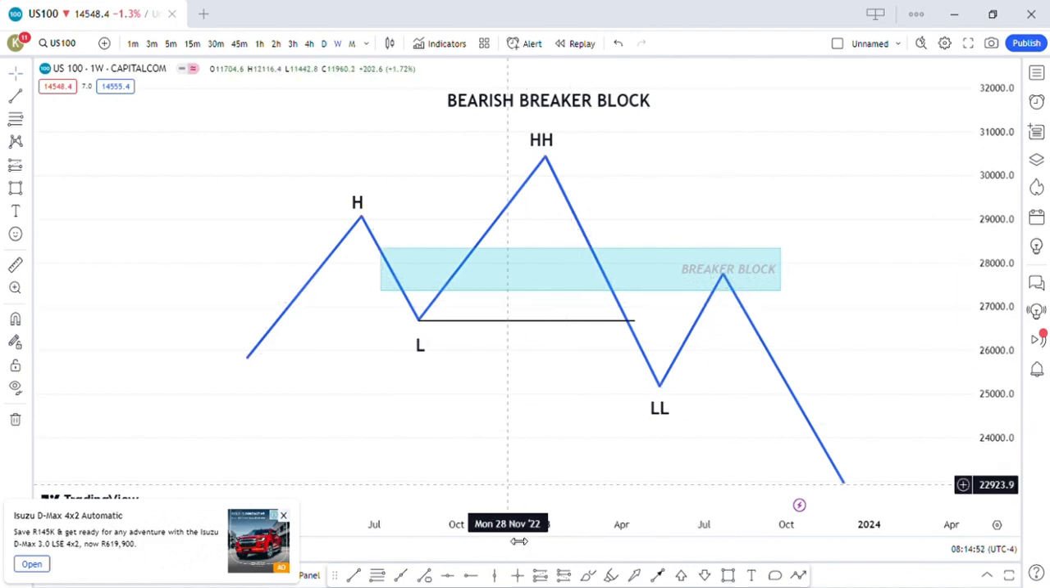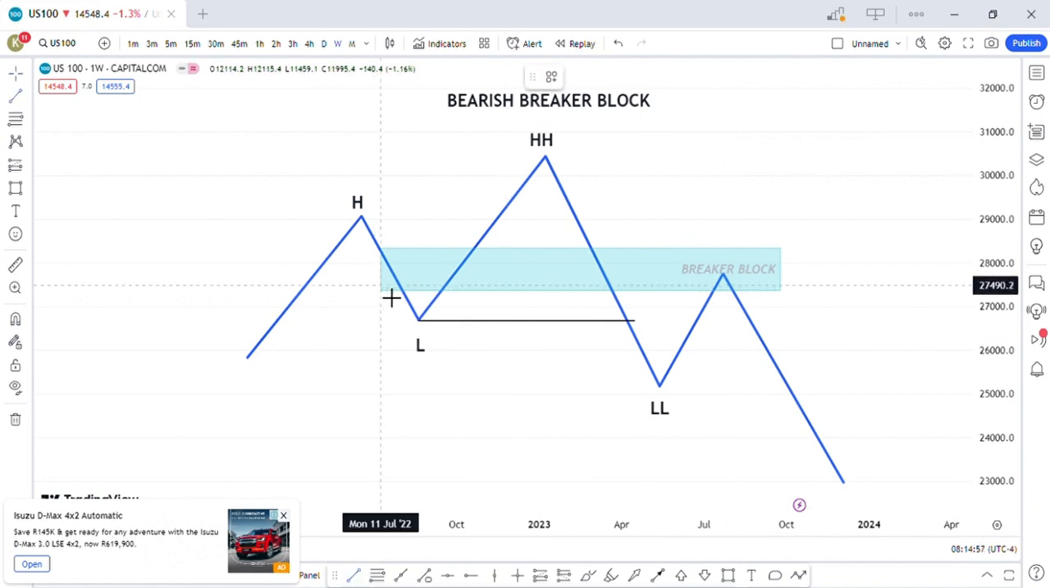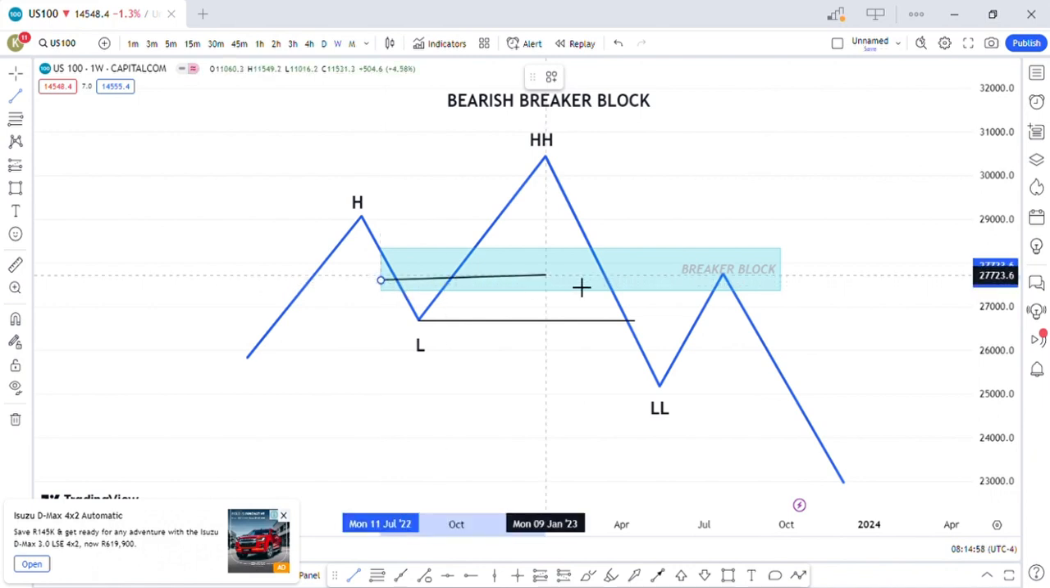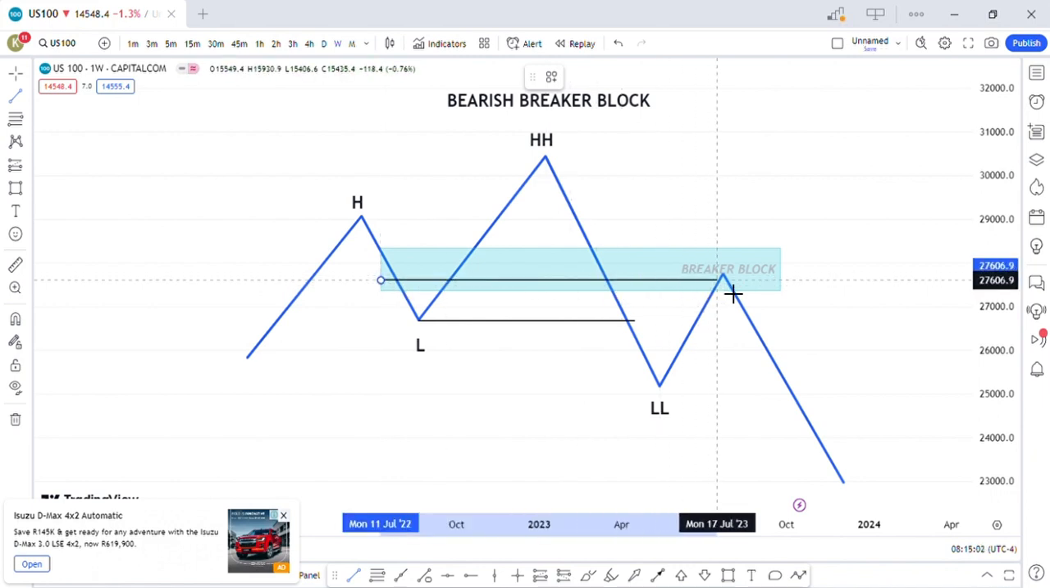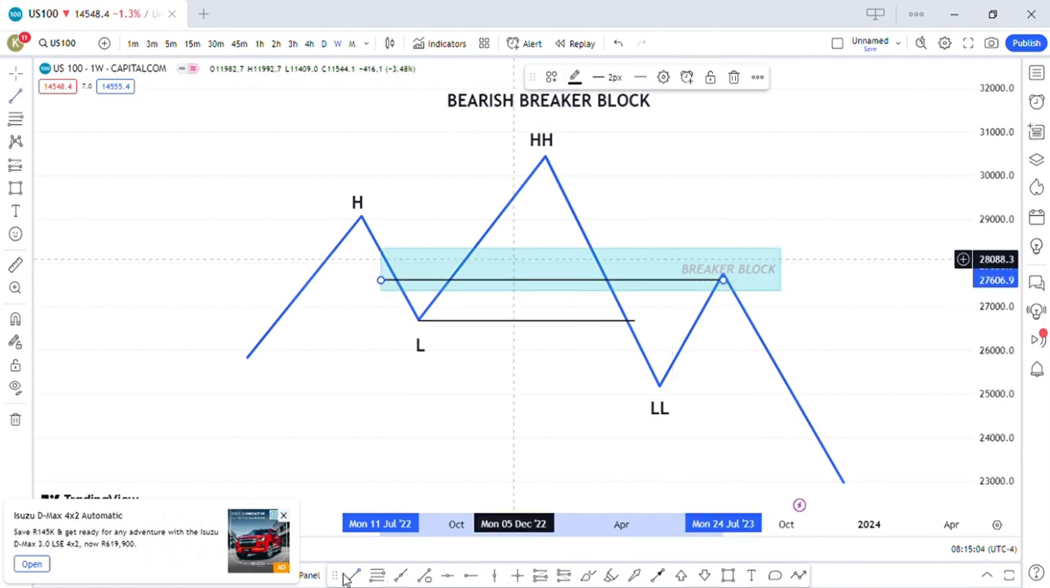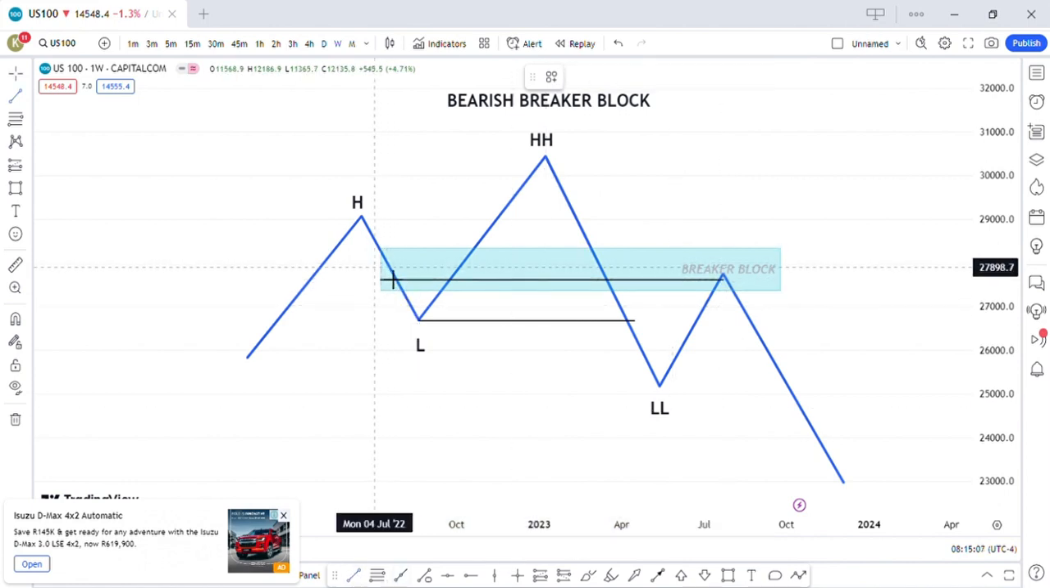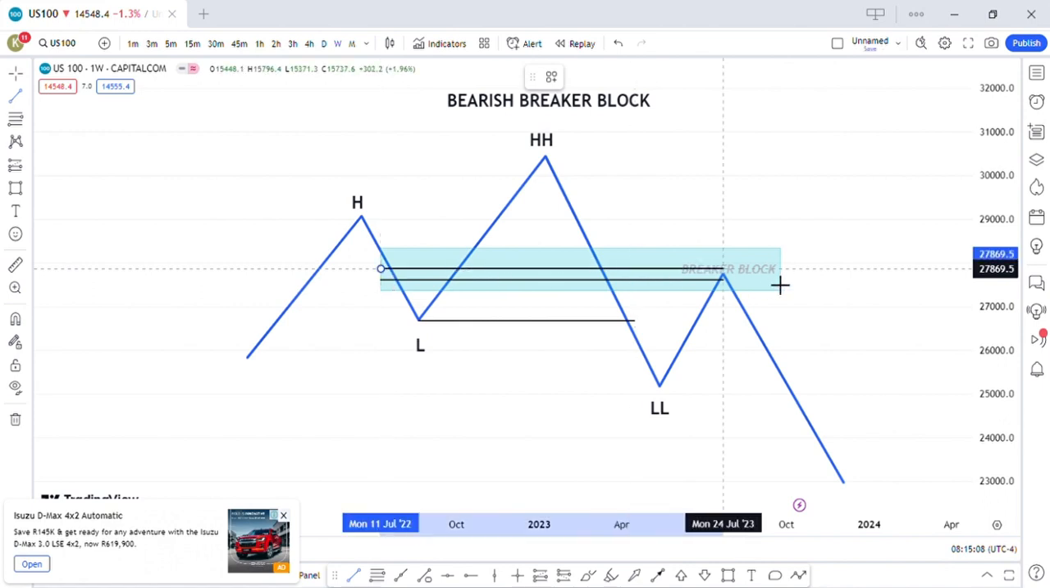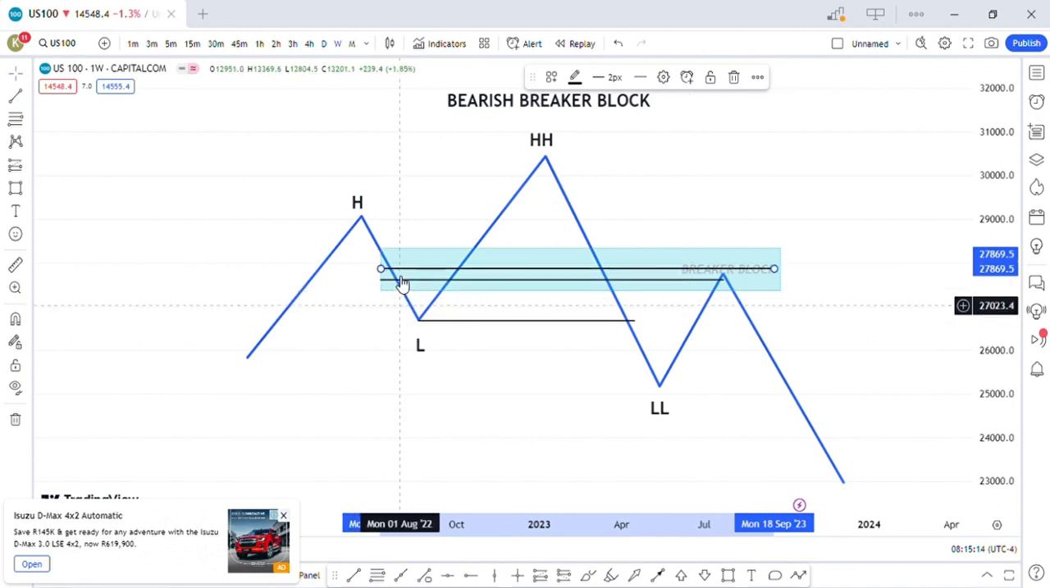How I use the breaker block is I like to use the open, no, not the open, the close. It's supposed to be the close because this is a down candle. Either the close or the 50% of the breaker block. So we have the candle coming to either the close of the breaker block or the 50% of the breaker block before price falls. Now let's go to a bullish breaker block.